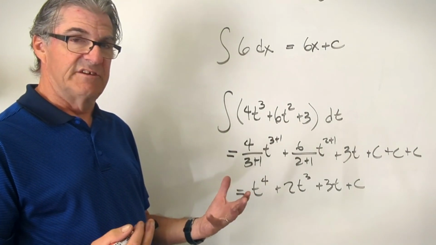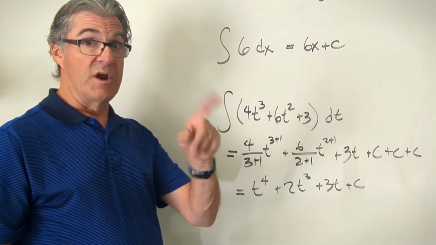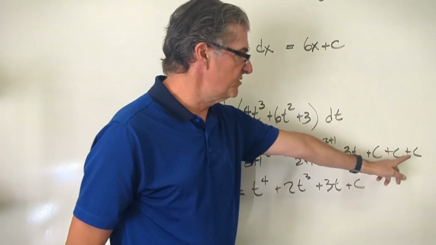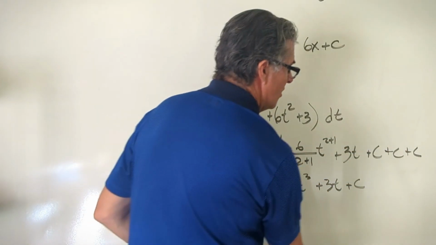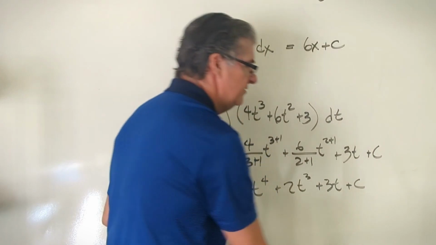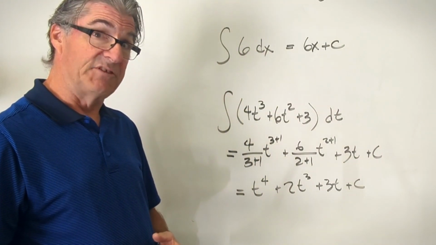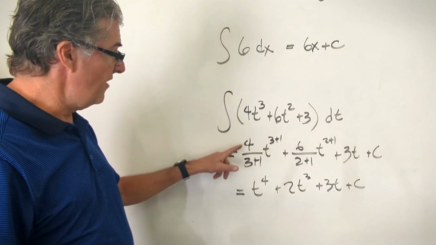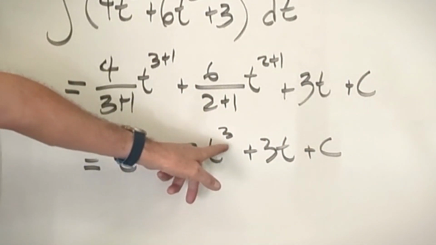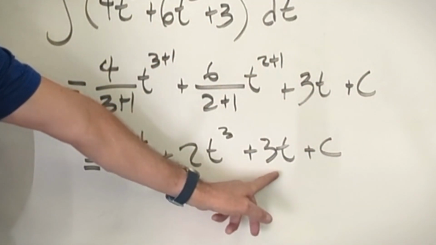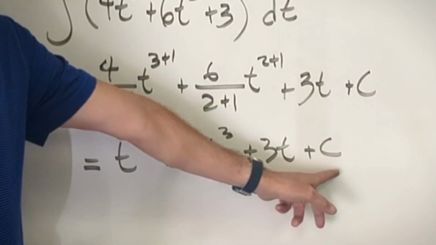If they're constants, they can all be added together to make one constant. Like if this was 7 and this was 9 and this was negative 20, it's going to be one number. So you don't have to do multiple c's. You just carry one c out there. Okay, finally simplifying on down. This becomes t to the fourth. This becomes 2t to the third, and this becomes 3t, and there's my plus c.